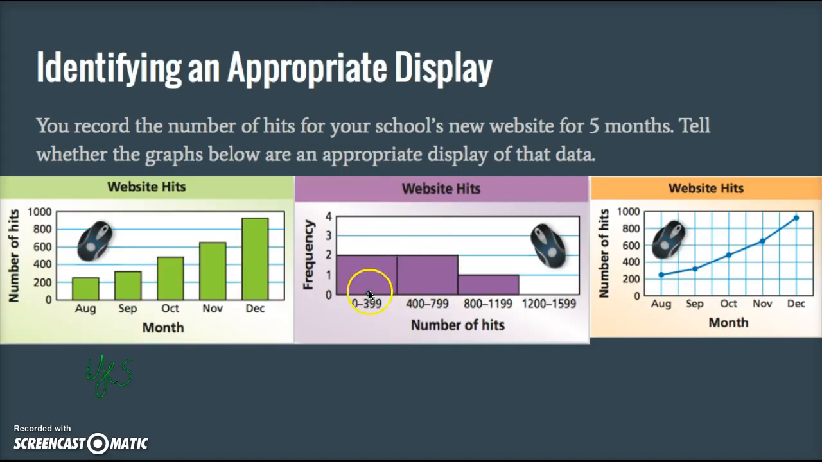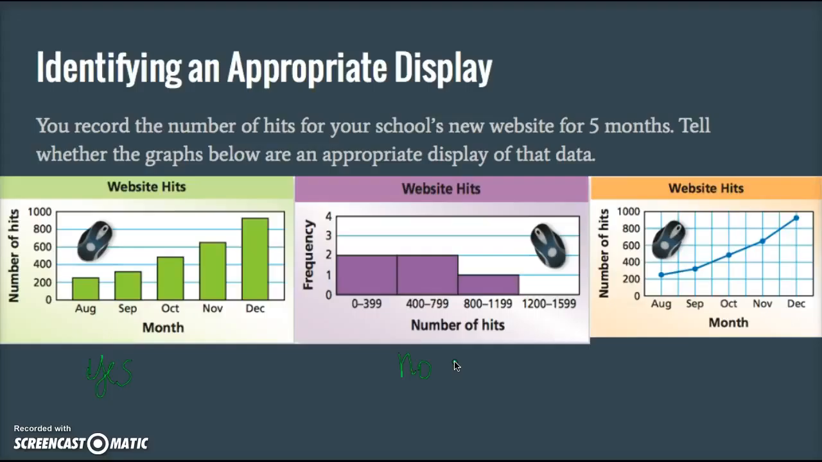Looking at the second graph, we have a histogram, kind of like a bar graph, but we have intervals, not a specific thing down here. So number of hits, okay, in the frequency. Twice there were between 0 and 399 hits. But one thing I'm noticing is this has nothing to do with the months that it was recorded in. Okay, so we're going to say no, this would not be an appropriate data display for the specific type of data that we're looking at.